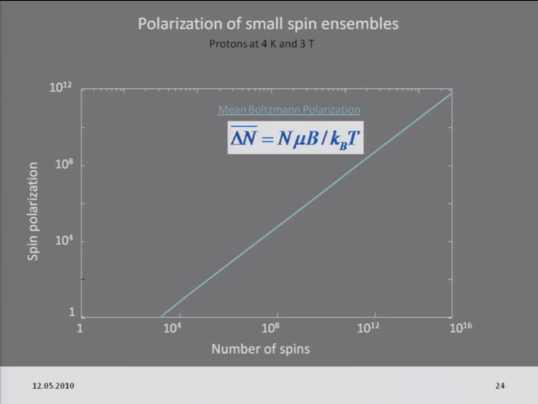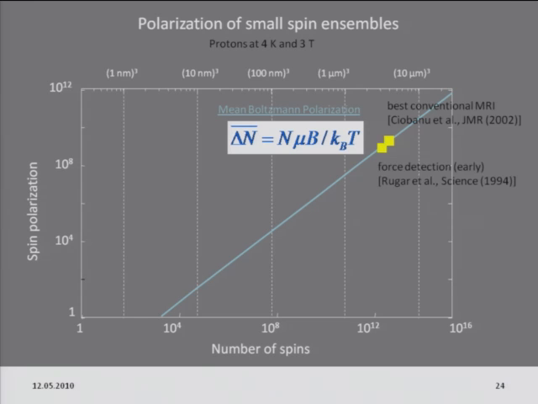Now, it doesn't look so bad here until you put some kind of scales on the plot. So we can scale the number of spins with a volume. Okay, and you can see that very quickly as you get into the nanometer regime, the spin polarization rapidly approaches 1. And it's going to be very hard to measure a spin polarization of 1 in a sample size of something like 10 to the 4.